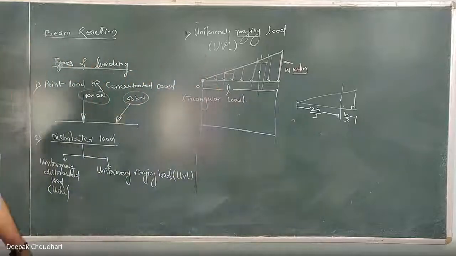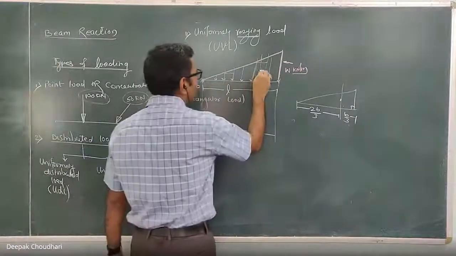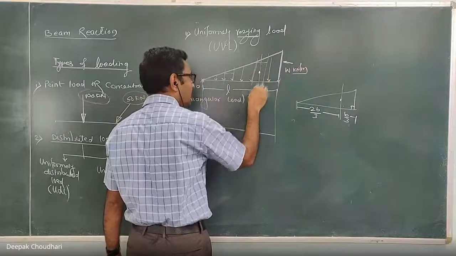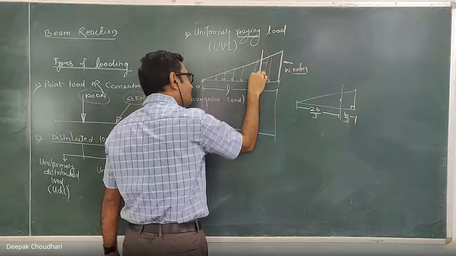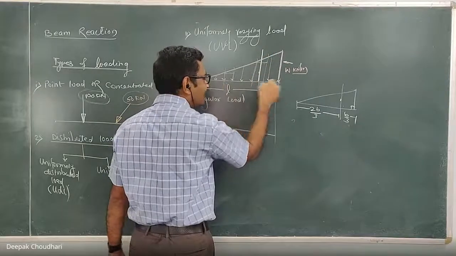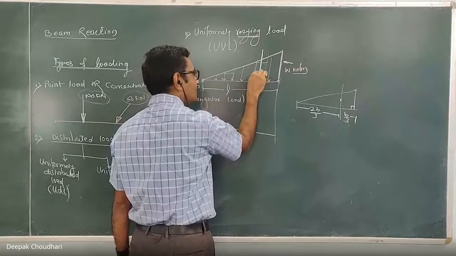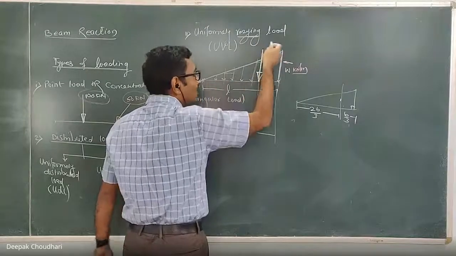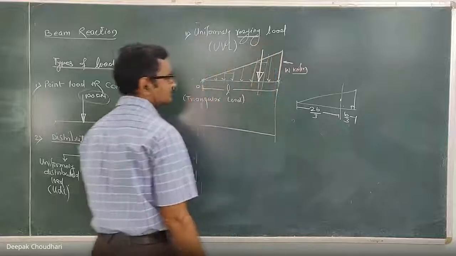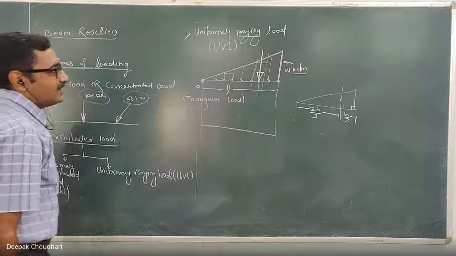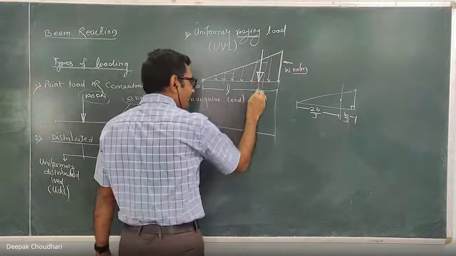So the centroid of a right angle triangle is 2B by 3 from the vertex and B by 3 from the right angle. So the equivalent point load for the triangular load acts at the centroid. It is perpendicular to the base and directed toward the arrows. Here the arrows are downward, so it will be downward. If the arrows were upward, it would act upward. Understood? So this equivalent point load acts at the centroid.